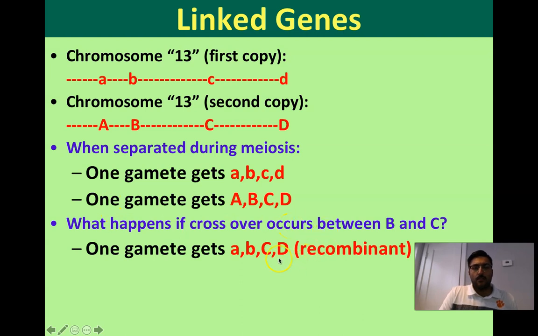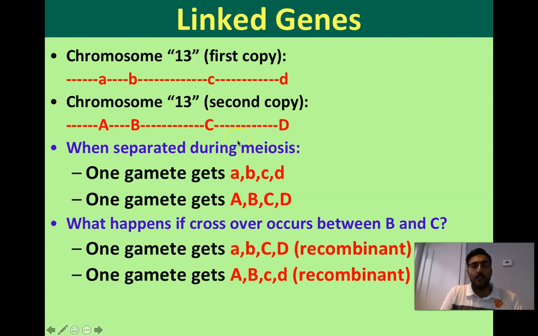Well, then what would happen is if I crossed over between B and C, one gamete would get little a, little b, and then big C, big D. So we basically cut here right in the middle. One chromosome gets little a, little b, and then big C, big D. The other chromosome is going to get big A, big B, and then little c, little d. So we have recombination occurring here, right? Crossing over shuffled the genetics a little bit.